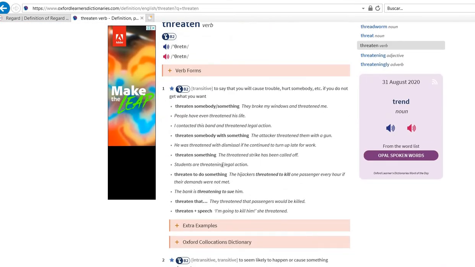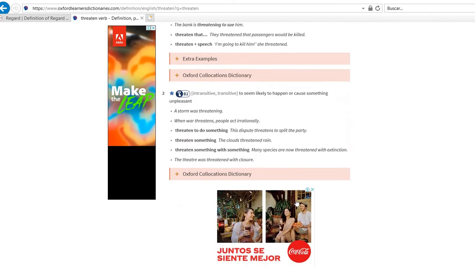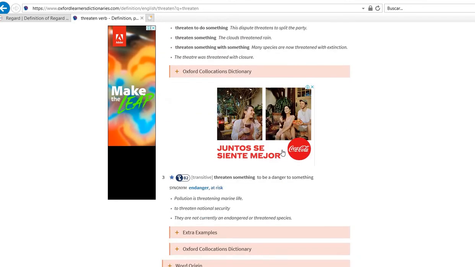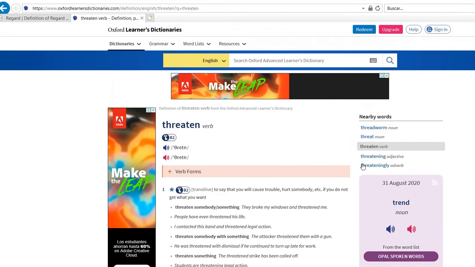You can also threaten action, right? Threatening legal action, threaten strike. Threatened that passengers would be killed. So very interesting verb, right? Threaten to do something, clouds threaten rain. That's a standard example, right? Threatened with closure, right? And also, of course, you know the other meaning as in danger, right? Pollution is threatening marine life. Okay. So I think I'm going to go to section 4.